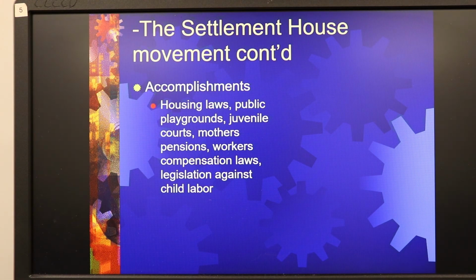So basically, they got into politics. They were able to get housing laws passed, public playgrounds built, juvenile courts created, mothers' pensions for widows, workers' compensation laws if a worker got injured, as well as some legislation against child labor. And they established the Federal Children's Bureau in 1912. And in 1931, Jane Addams received the Nobel Peace Prize.